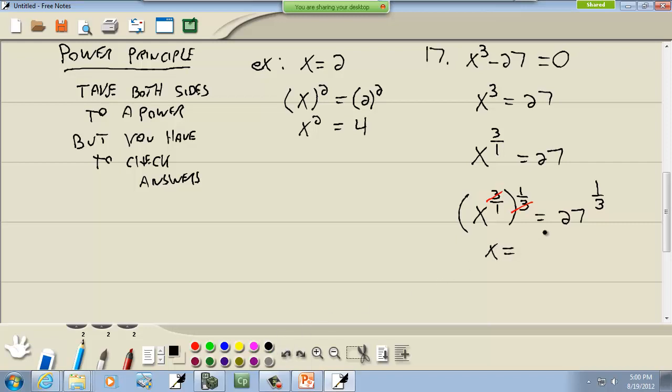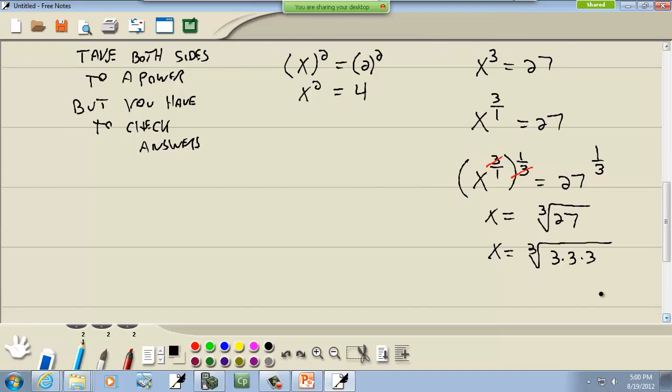And we get x is equal to, and the 1/3 power is the cube root. You'll see that a lot in this class. Again, whatever number is here in your denominator, the 3 is your index, and that 1 would be your power right here. Well, cube root of 27, with an index of 3, means we're looking for a set of 3 of something, which works out nice because 27 is 3 times 3 times 3. So our answer would be x is equal to 3.